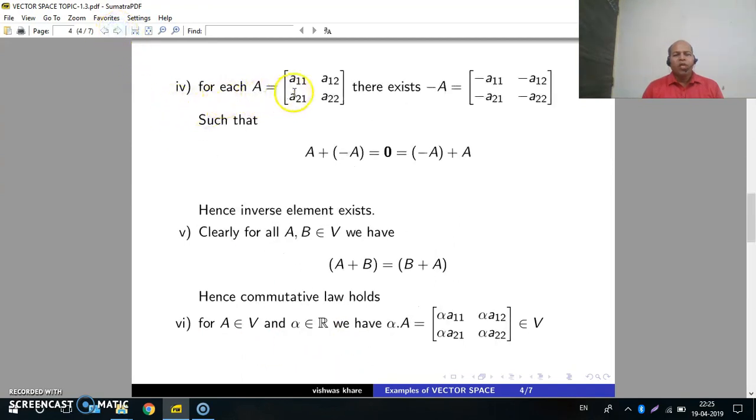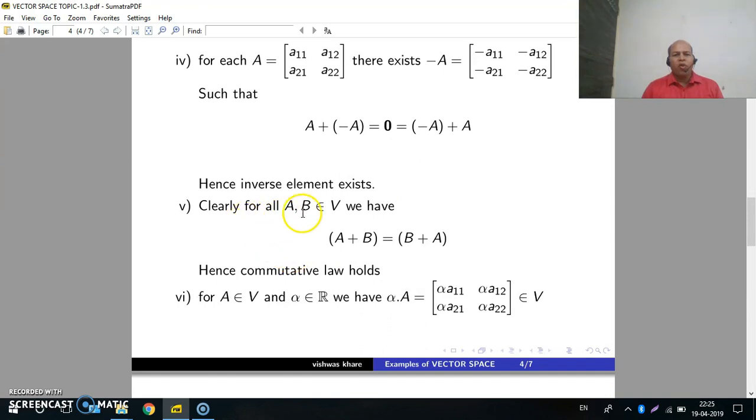Fourth, for each matrix A11, A12, A21, A22, there exists minus A, the matrix minus A11, minus A12, minus A21, minus A22, such that A plus minus A is equal to the 0 matrix, which is the same as minus A plus A, the 0 matrix. Hence, the inverse of each element exists in V.